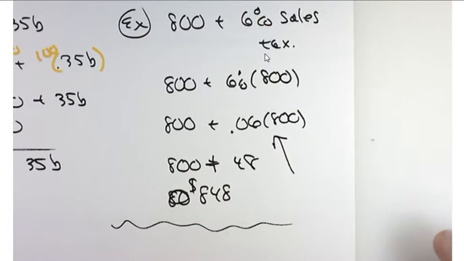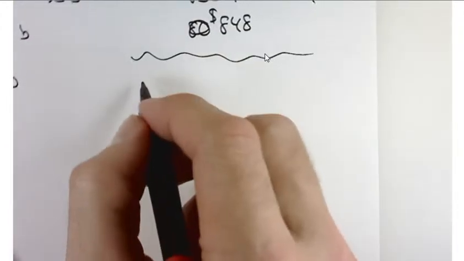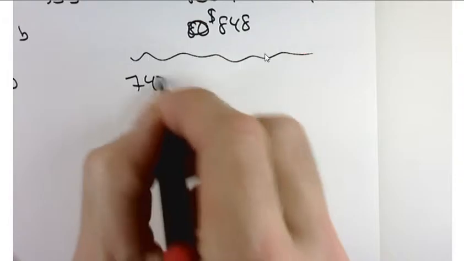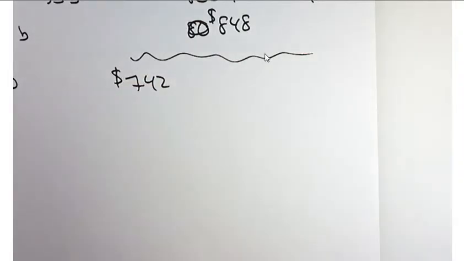Let's approach this problem from a different direction. Suppose you have $742 to spend on a phone. That's your total budget. So that has to buy your phone and pay for the tax. How much could the list price be? How much could the selling price be?